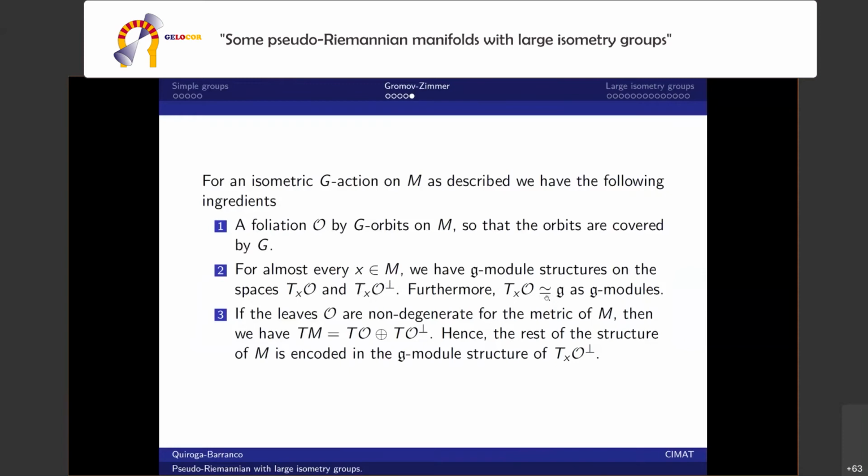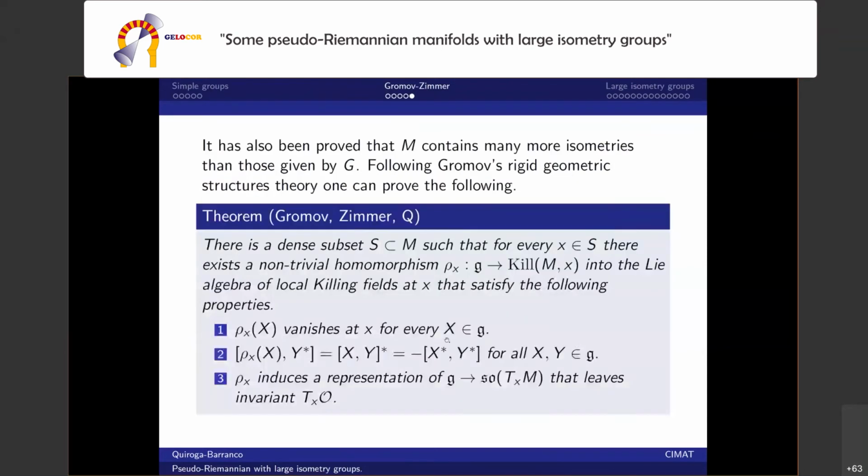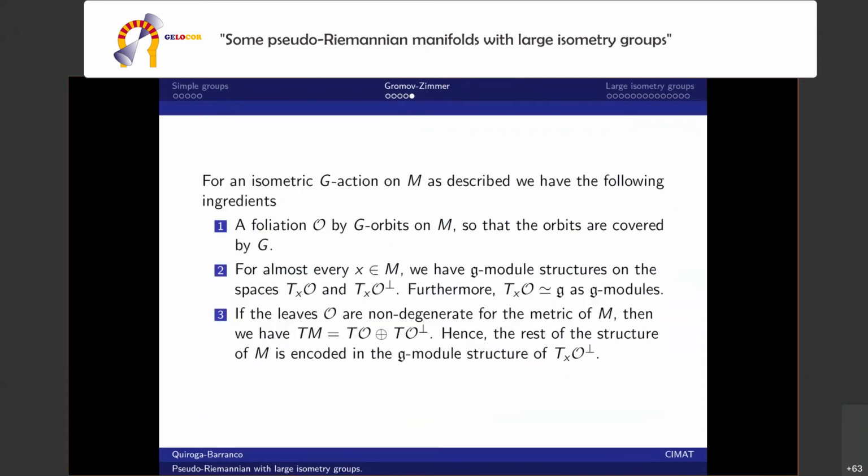If for some reason, under some conditions, you know that the leaves are non-degenerate, then you can do this decomposition. Somehow you know the behavior of O, it's given by G. To know the whole of your manifold M, the rest is to study this normal bundle. And this is going to be encoded in the G-module structure of this normal bundle, which comes from this over here. So that's the basic idea: take these ingredients and figure out something about your manifold.